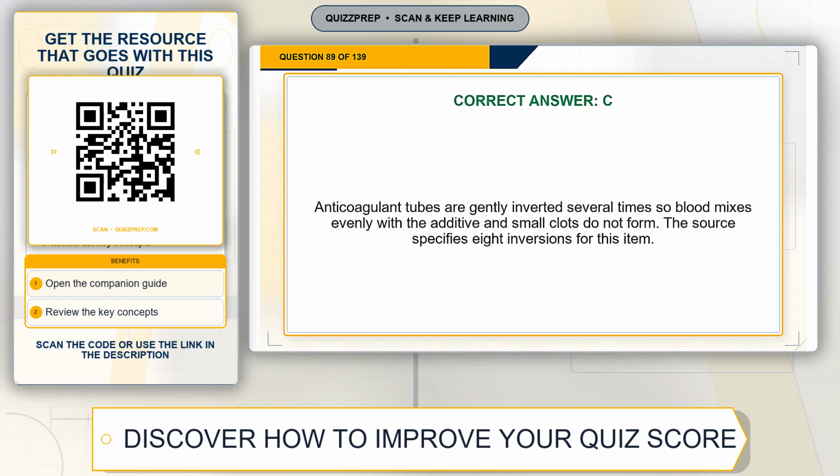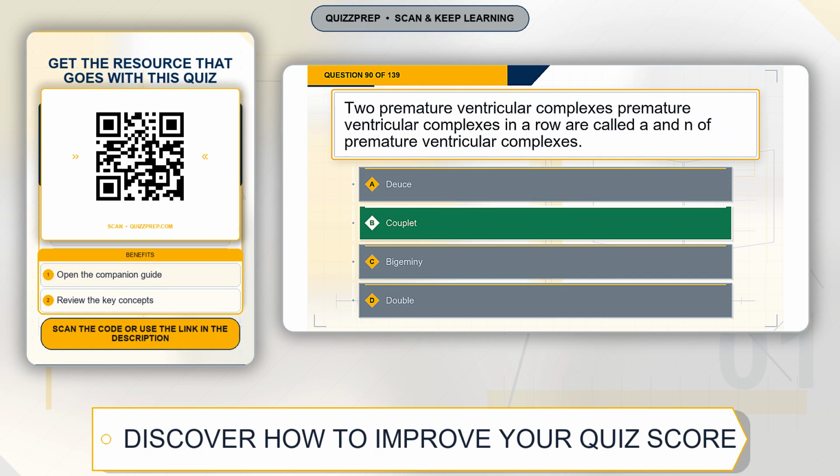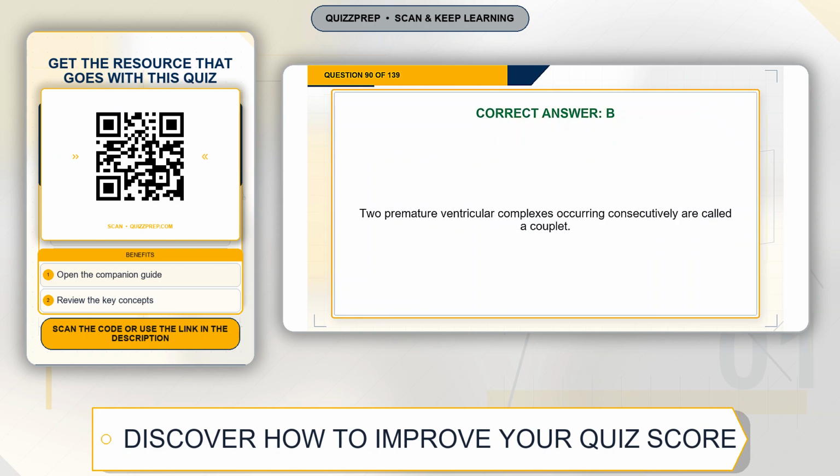Explanation. Anticoagulant tubes are gently inverted several times so blood mixes evenly with the additive and small clots do not form. The source specifies 8 inversions for this item. Question 90. Two premature ventricular complexes in a row are called a blank of premature ventricular complexes. Option A, deuce. Option B, couplet. Option C, bigemini. Option D, double. The correct answer is option B, couplet. Explanation. Two premature ventricular complexes occurring consecutively are called a couplet.